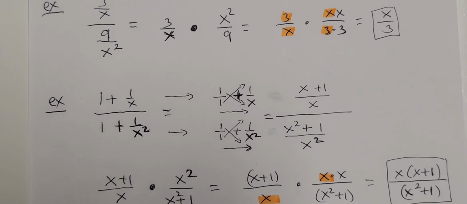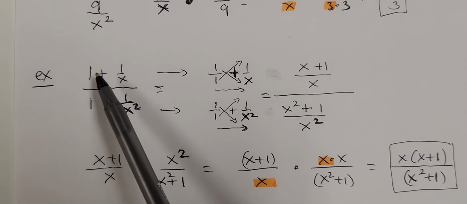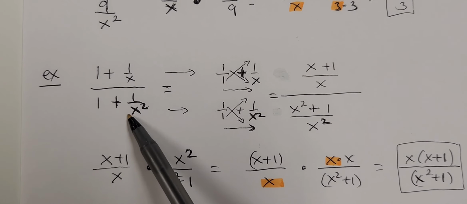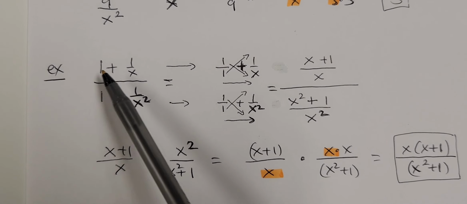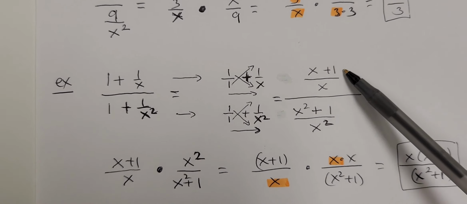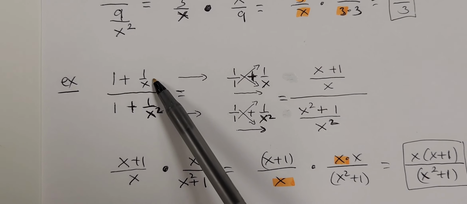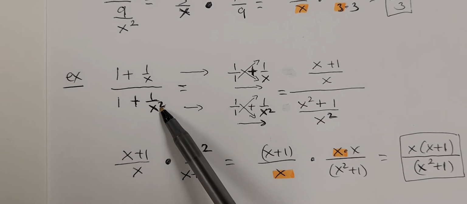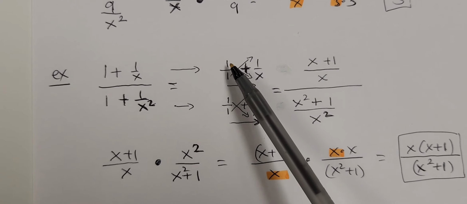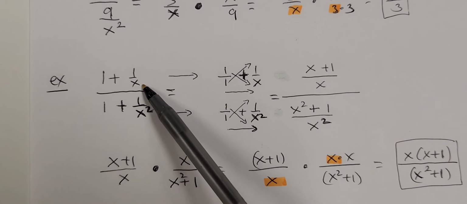Okay. Next example, very similar to it. However, we have added fractions divided by added fractions. So we have to take care of adding the fractions first before we can do keep, change, flip. Let's take care of the top. 1 can be rewritten as 1 over 1. Don't forget the plus, and then 1 over x.